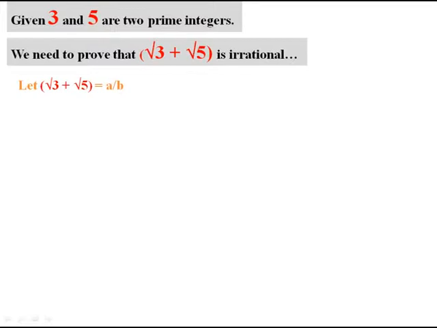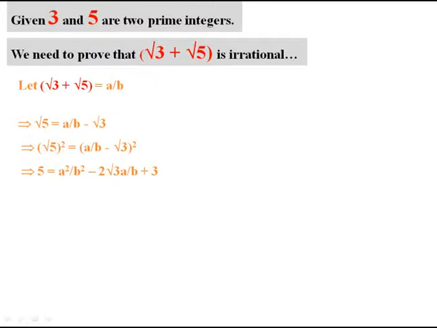As usual, we start by assuming that root 3 plus root 5 is a rational number, which means that it can be represented in the form a by b, where a and b are co-prime and b is not equal to 0. So root 5 is equal to a by b minus root 3. Squaring both sides, we get root 5 the whole square is equal to a by b minus root 3 the whole square.